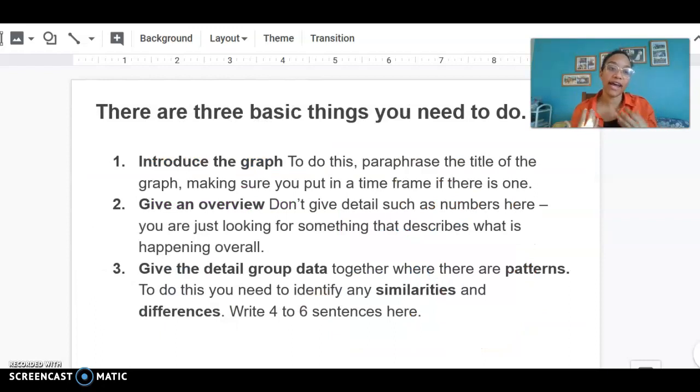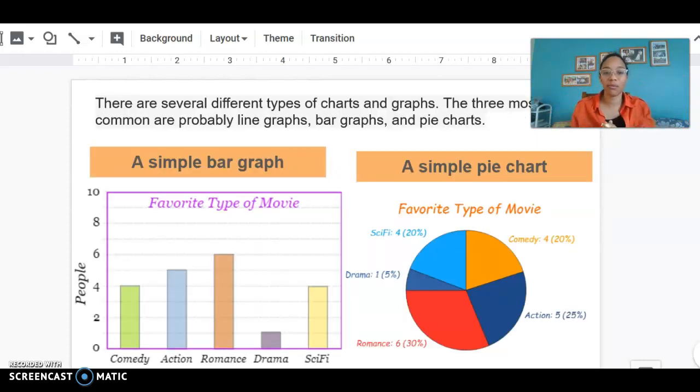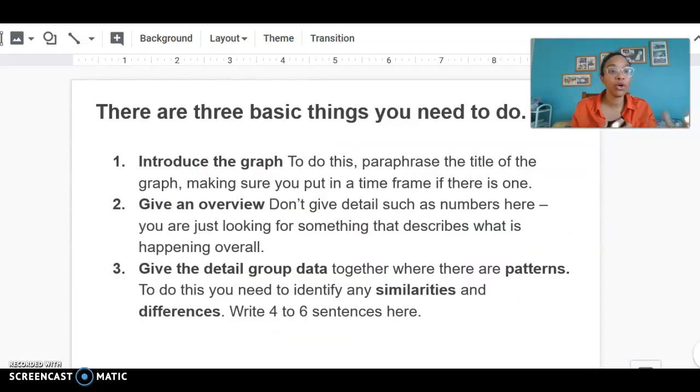After we introduce a graph and help people understand what type of data we're going to be talking about, the second thing we need to do is to give an overview. We're not going to give details like specific numbers, but we want to talk about what's happening overall, right? So overall, we can talk about the fact that most genres had a lot of support, with one genre having very little interest. That would be an example of how we could talk about the overview without mentioning specific numbers. Then the third thing we need to do is to give the detail, group data. And we need to show where there are patterns.